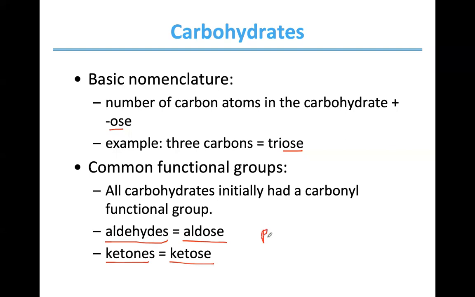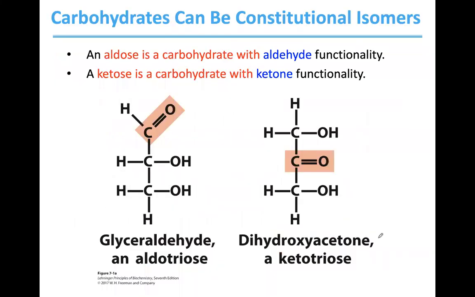So remember the difference: with an aldehyde, you have one alkyl group and a hydrogen; with a ketone, you have two alkyl groups. And you will see that in the structures of carbohydrates. Okay, here it is. An aldose is a carbohydrate with the aldehyde functionality, shown here, and a ketose is a carbohydrate with the ketone functionality, shown here. You can see there are two alkyl groups, one on this side and one on this side. And here we have a hydrogen on this side, and an alkyl group on this side.